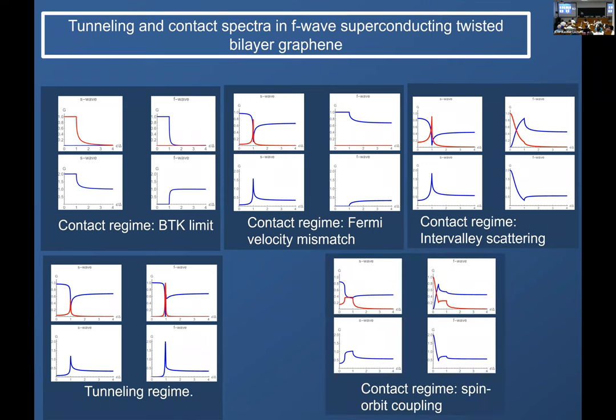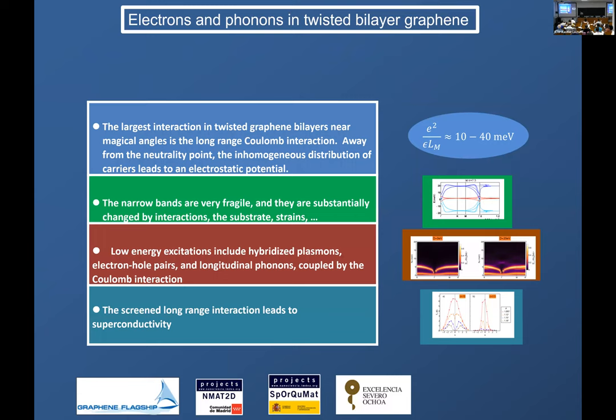And you can also include spin orbit coupling, because that will break the equivalence between the two valleys, but the model allows for it. And you still have a lot of structure inside the gap in the F-wave case. And that's it. This is what I wanted to tell you.